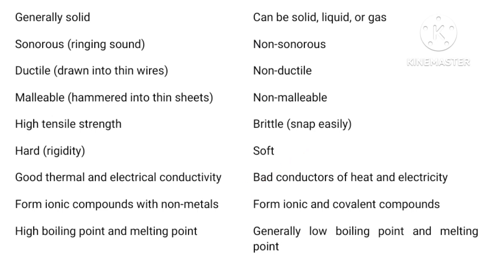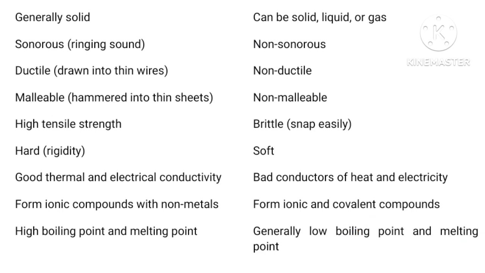Another important property of metal is that they form ionic compounds. We'll talk about it in detail later. Whereas non-metals, they form ionic compounds with metals, and they also form covalent compounds. That is, non-metals and non-metals, they tend to form covalent compounds. Metals have got high boiling and melting point, whereas non-metals generally have low boiling and melting points.